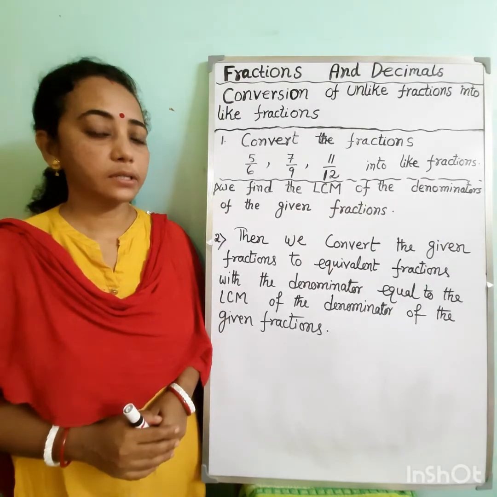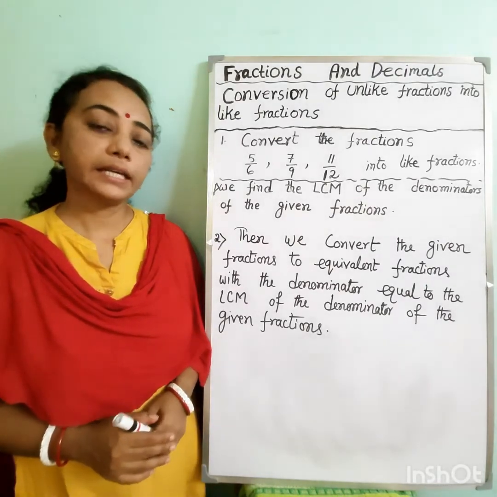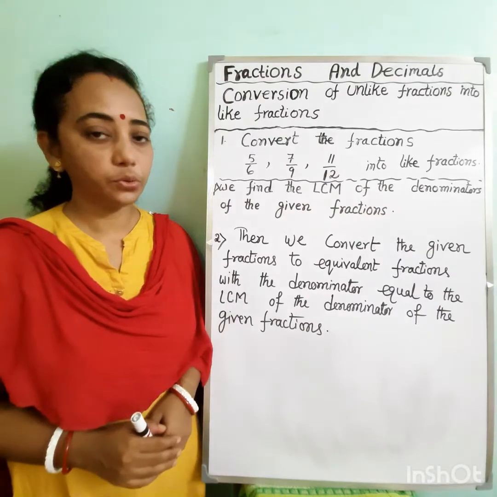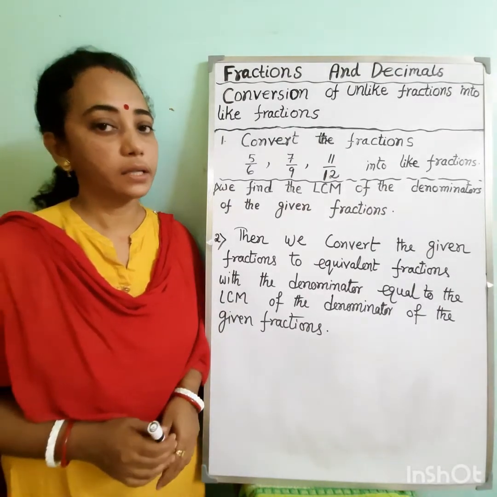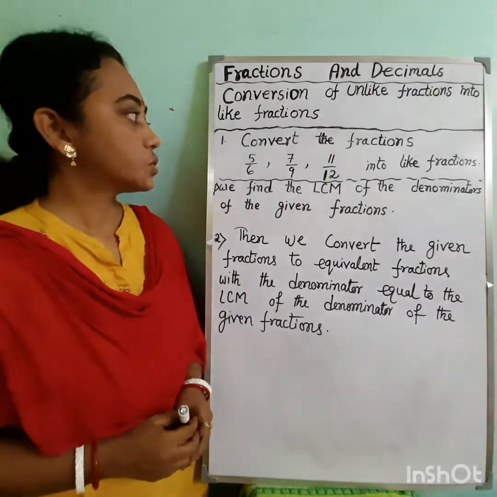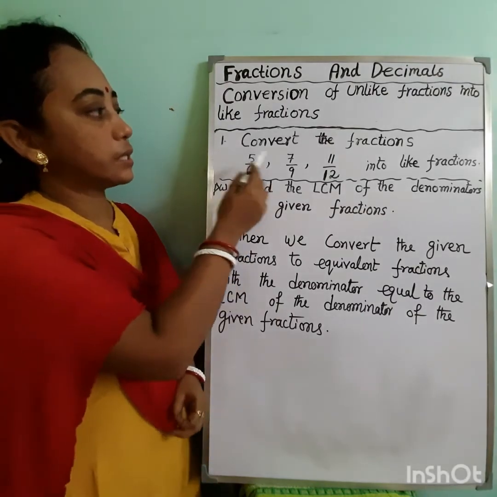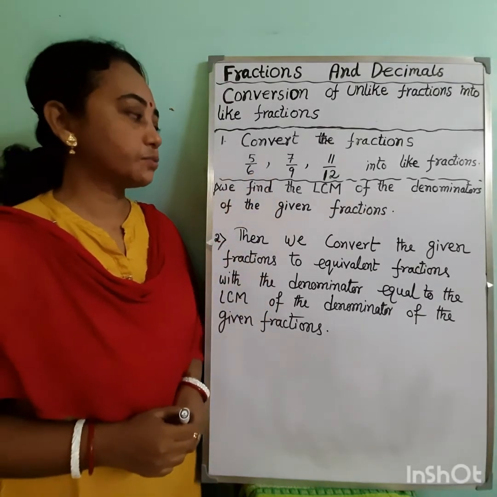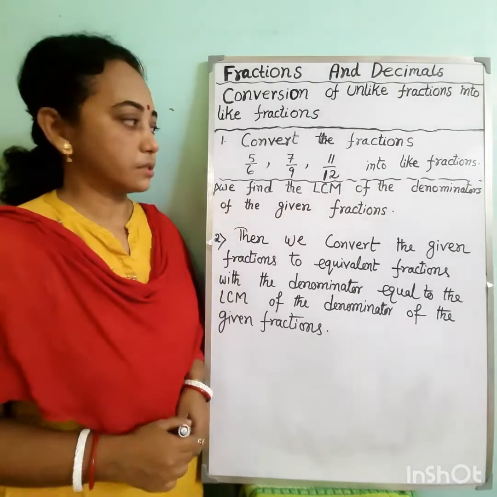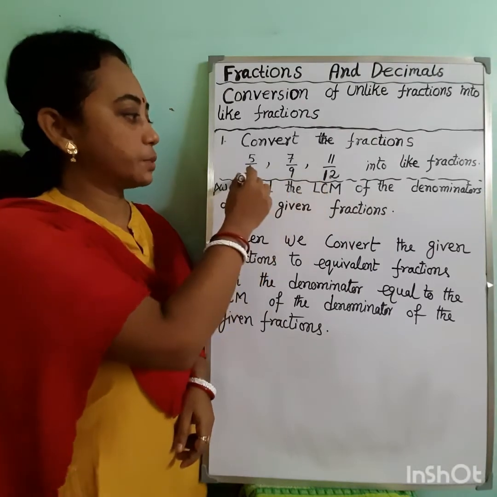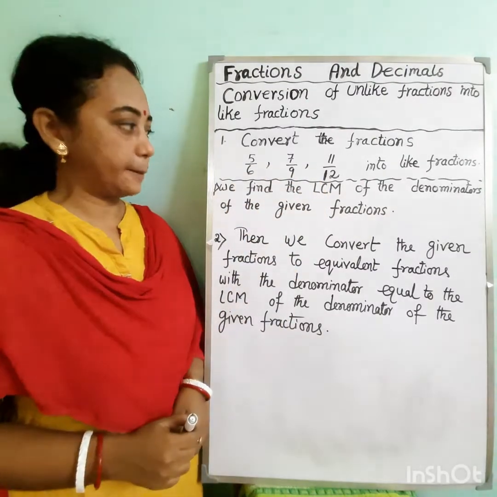Today I will discuss how to convert the given unlike fractions into like fractions and comparisons of the given fractions. So let's begin with the question: convert the fractions 5 by 6, 7 by 9, 11 by 12 into like fractions. These are unlike fractions because their denominators are not the same.